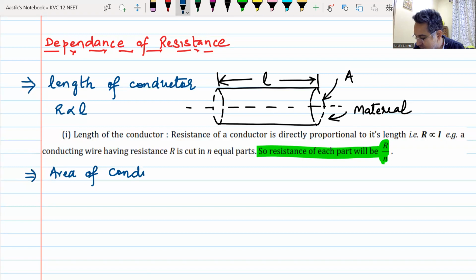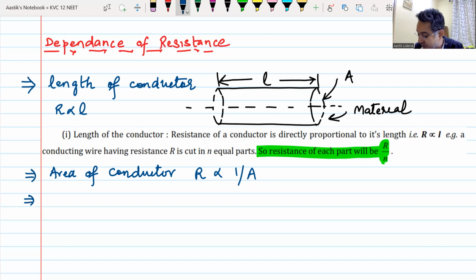Now, you can understand that if the area is more, there is more space, so there could be more free electrons. Therefore, if there are more free electrons, the current will be more, or resistance would be less. So I can say that resistance will be inversely proportional to the area. Do we understand this? Yes, sir. So resistance of the conductor will be inversely proportional to the area. That is point number 2.